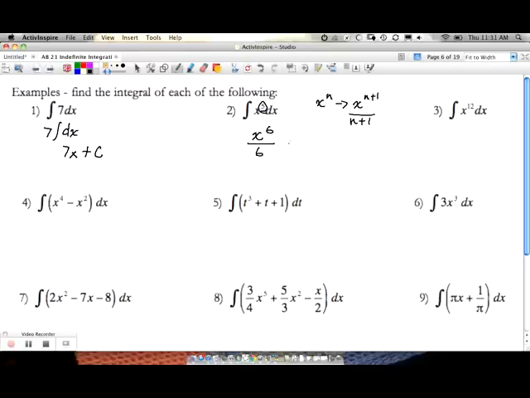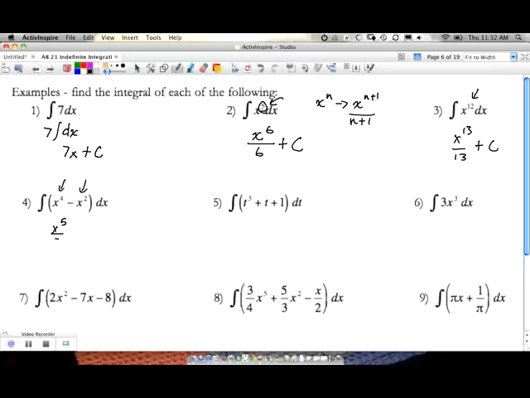The next one is very similar, just a slightly larger number. 12 is going to become 13. We divide by that 13 as well, and then we have plus c. So how am I getting these numbers? I'm adding 1 to the power. For this next one, notice that I just have multiple terms, adding or subtracting. So I'm going to treat them individually. I'm going to do the first one. x to the 4th becomes x to the 5th over 5.